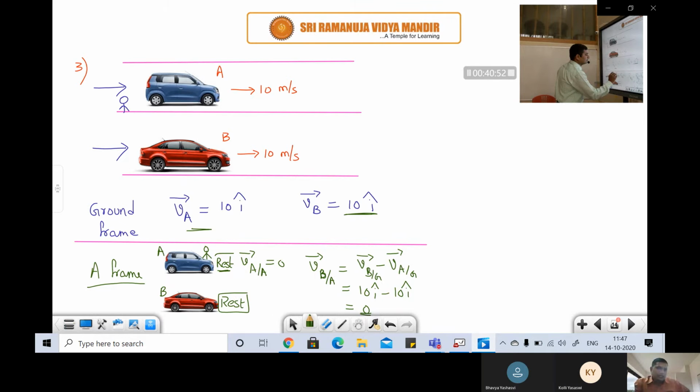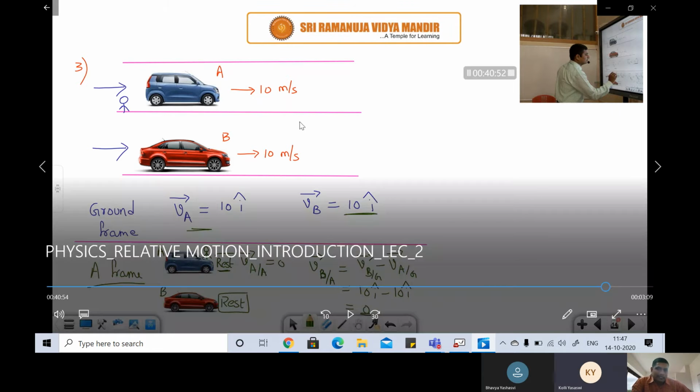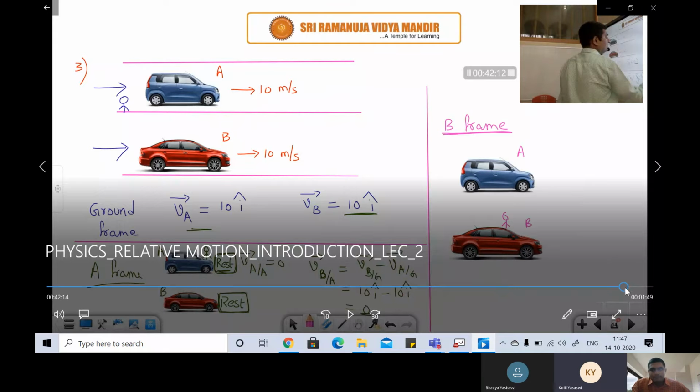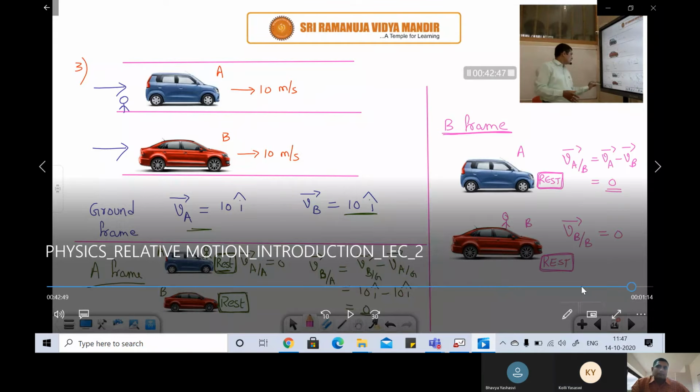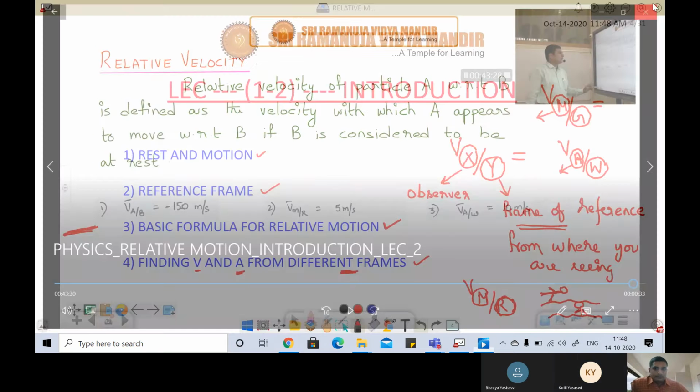That means you will see both are moving the same, which means the distance between them will remain the same. Understood? That is what it is, at rest only with respect to them. Same way from B frame, both are at rest. Correct. So I think that's what the first two lectures are about. Understood? Is it clear? Yes, sir.